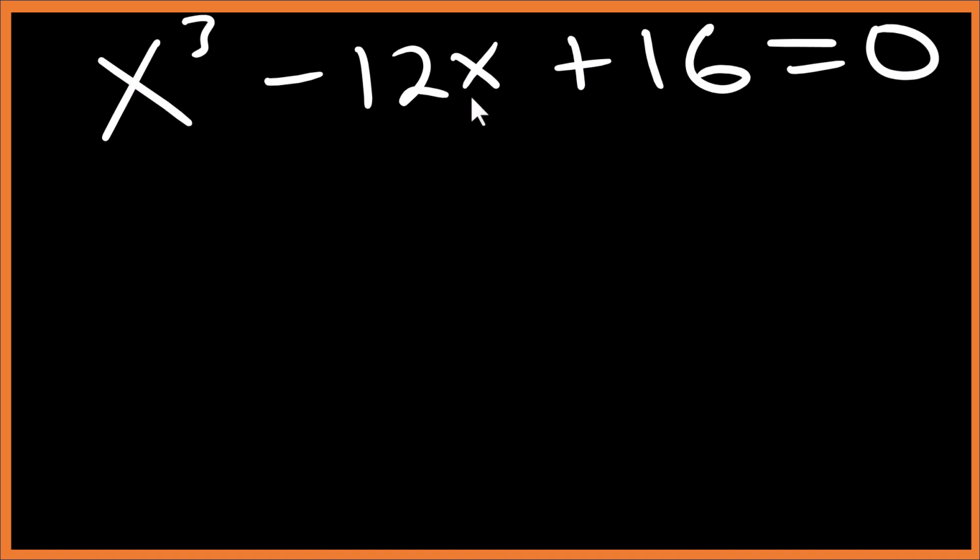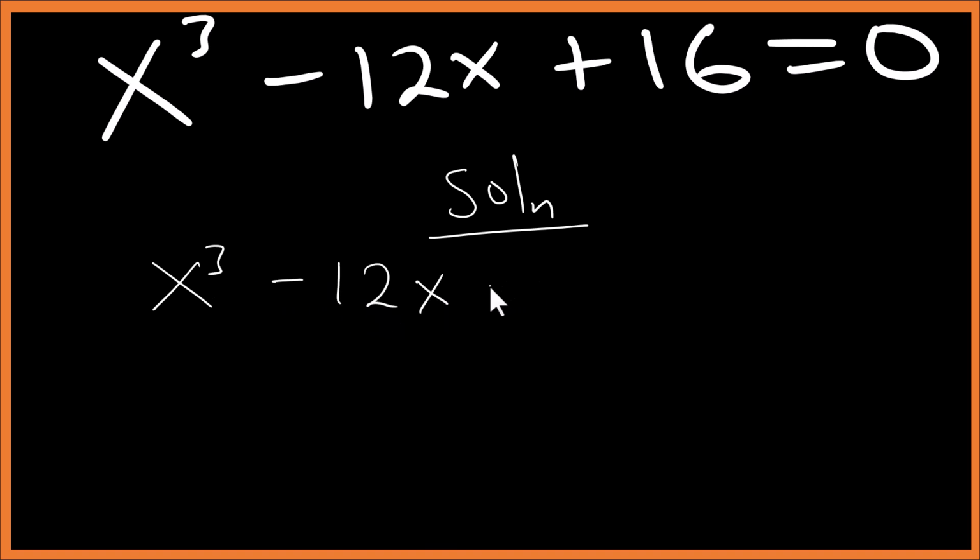All right, let's see how we can solve this question together. We are given x cubed minus 12x plus 16 equal to 0. Solution. So we have x cubed minus 12x plus 16 equal to 0.